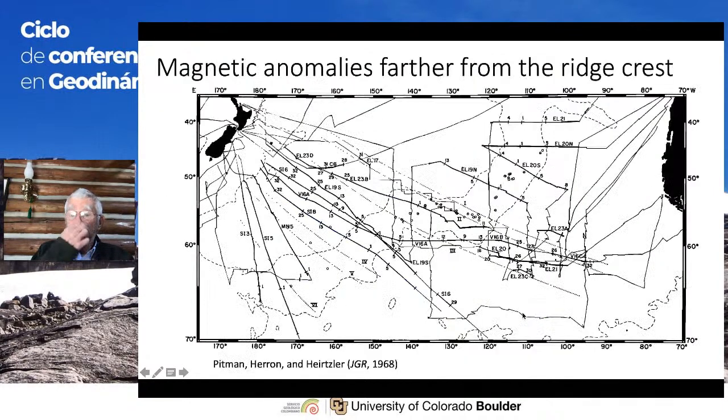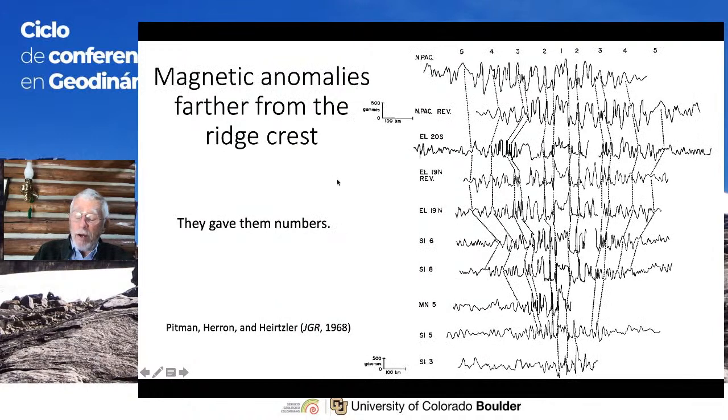There are magnetic anomalies all around the world. They're much older. And I'd show you a map just to show you a big ocean. Of course, this is South America, Chile over here, New Zealand. The Eltanin 19 profile is this profile in here, the one that was so important. And I showed you only a short segment of it. But there were plenty of other profiles.